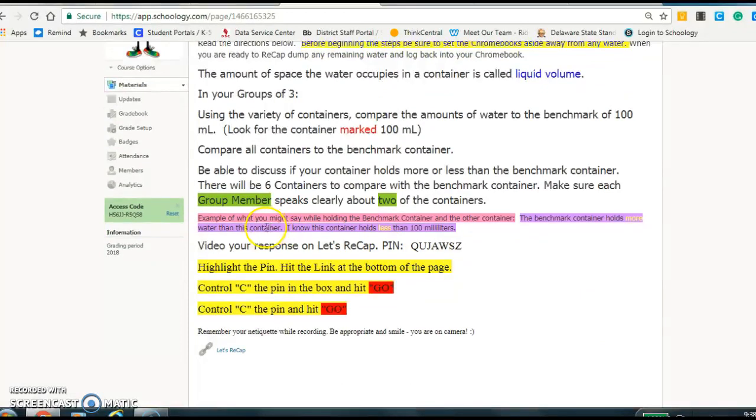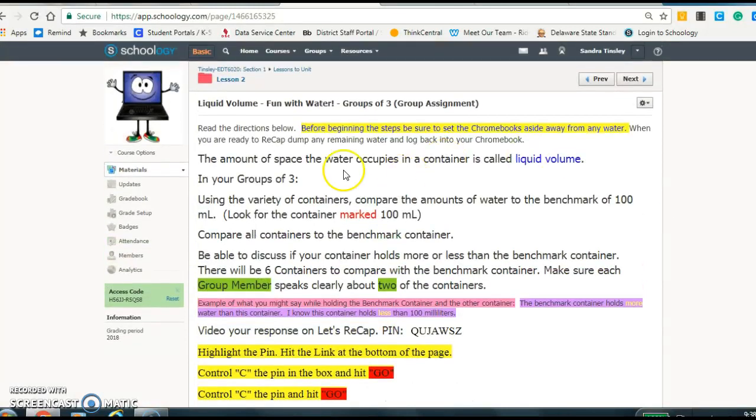I give them an example of what you might say while holding the benchmark container and the other container. The benchmark container holds more water than the container. I know this container holds less than 100 milliliters of water. And they'll do that in their recap video.